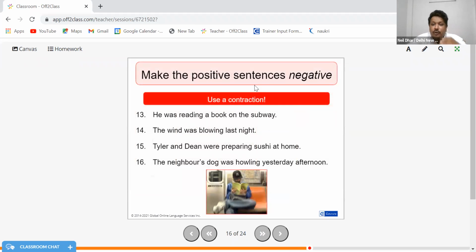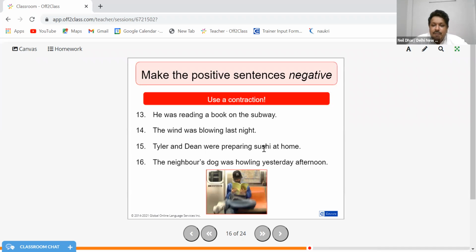Okay. Make positive sentences negative. Here's a test on how to make positive sentences into negative. Okay. Give it a try. The first one. He was reading a book on the subway. Negative. He wasn't reading a book on the subway. Positive. The wind was blowing last night. The negative form, the wind wasn't blowing last night.